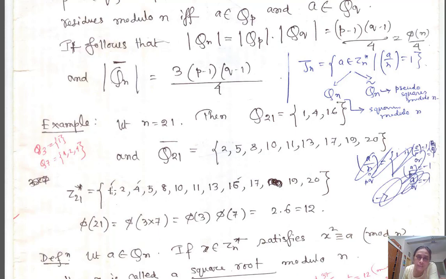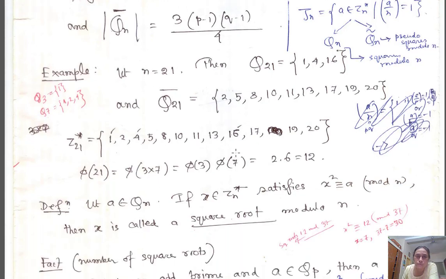So 1 is a quadratic residue modulo 21. Then 2 belongs here but it does not belong here. So 2 is a quadratic residue modulo 7 but it is not a quadratic residue modulo 3. So 2 is not a quadratic residue modulo 21. This way you can find out which are quadratic residues modulo both 3 and 7, and that you put here, the remaining here. Okay, so you do this exercise on your own.